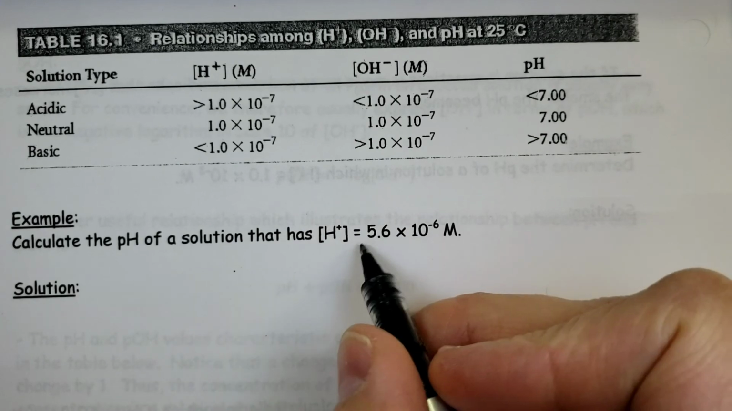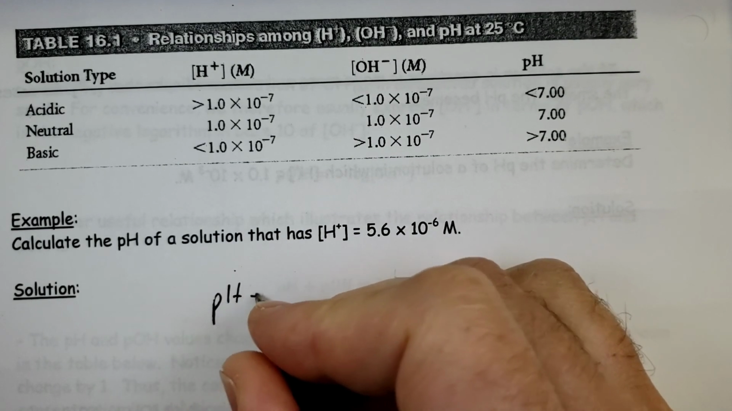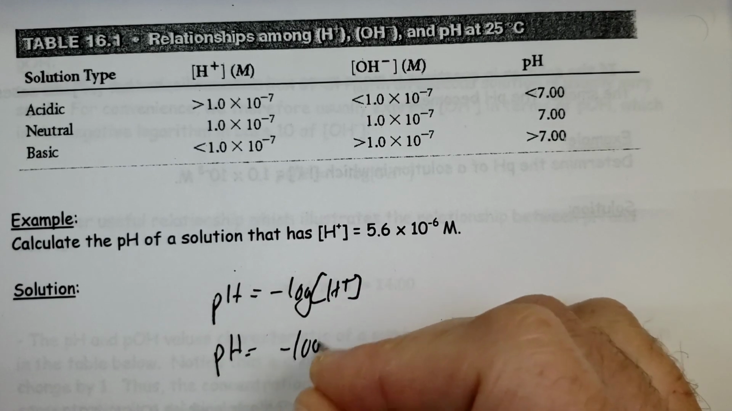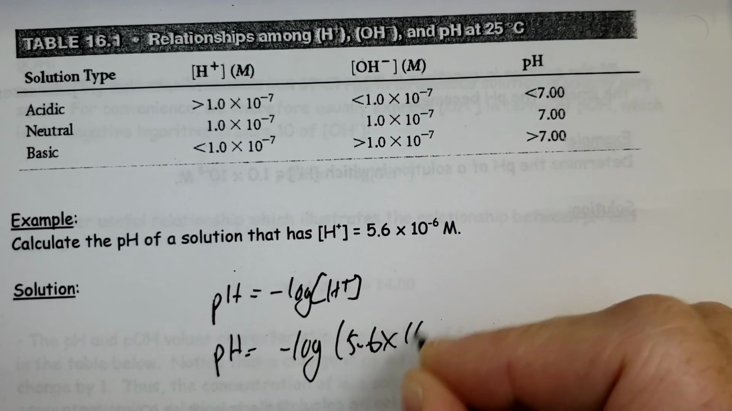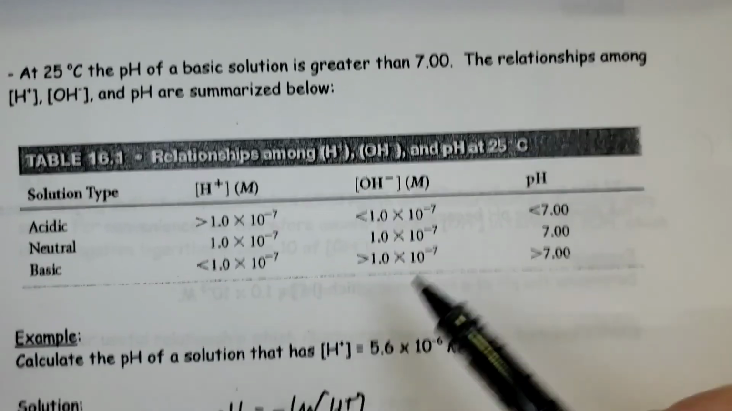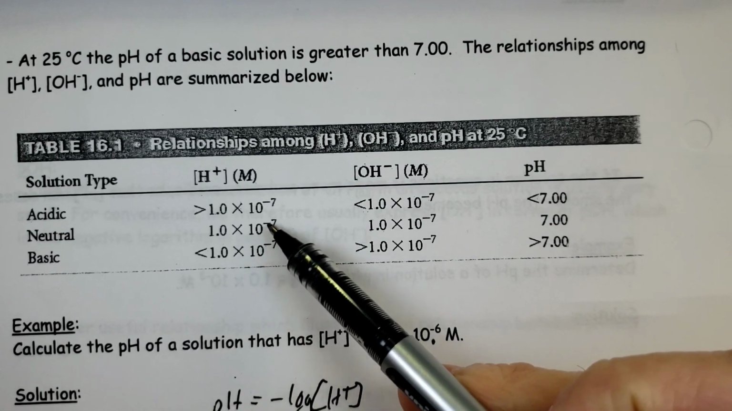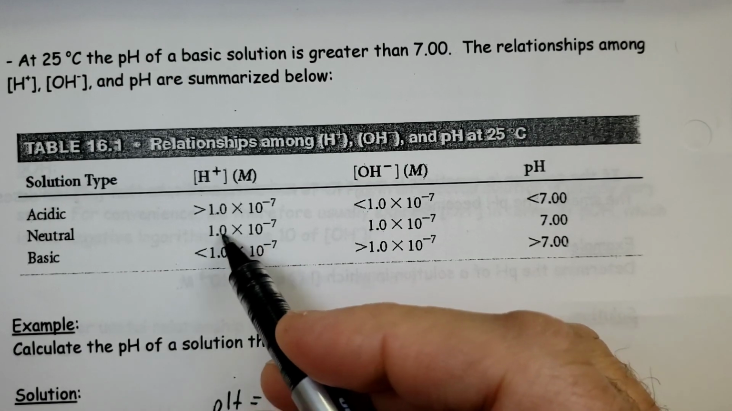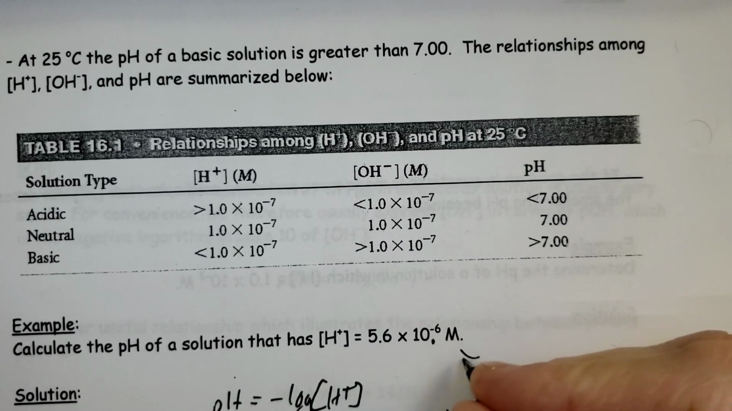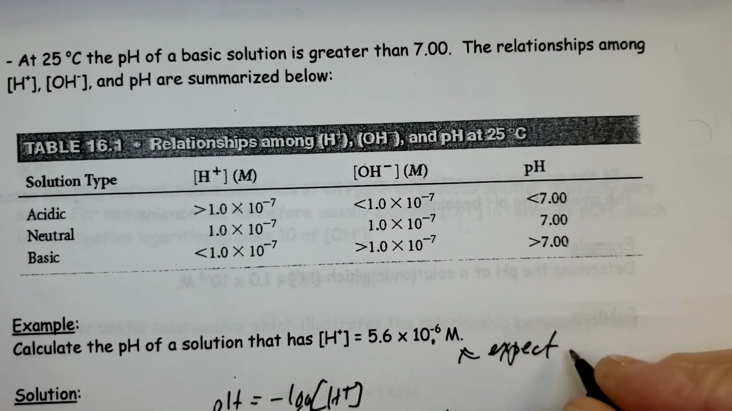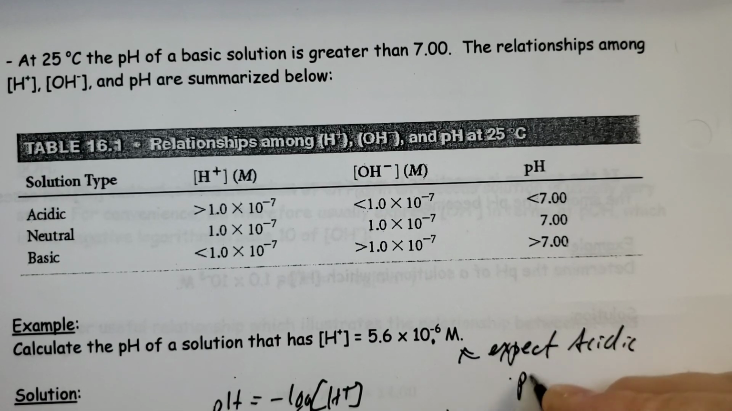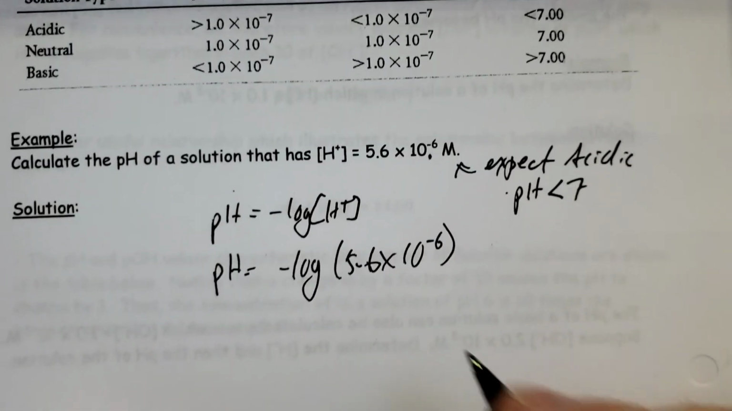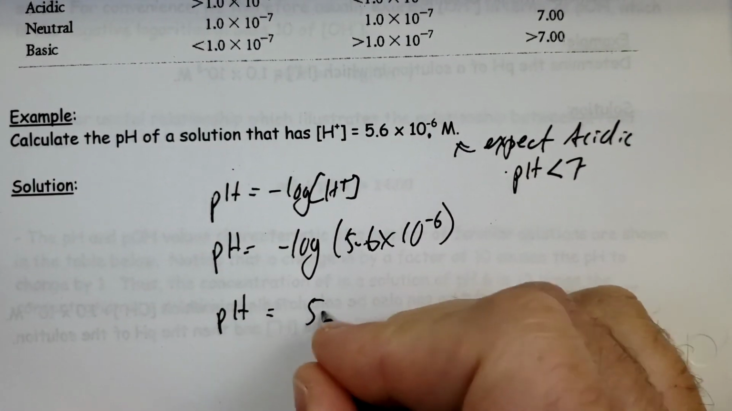Let's look at pH. What if H is 5.6 times 10 to the minus 6? So negative log of 5.6 times 10 to the minus 6. Is this number bigger or smaller than the neutral solution? 10 to the negative 6 means that this decimal is only 6 places to the left, whereas there it's 7. So this should be a bigger number, so we would expect it to be acidic, which means pH is going to be less than 7, because that is true for acidic solutions. Let's see what we get here. If you plug it in your calculator, yes, we get 5.3.